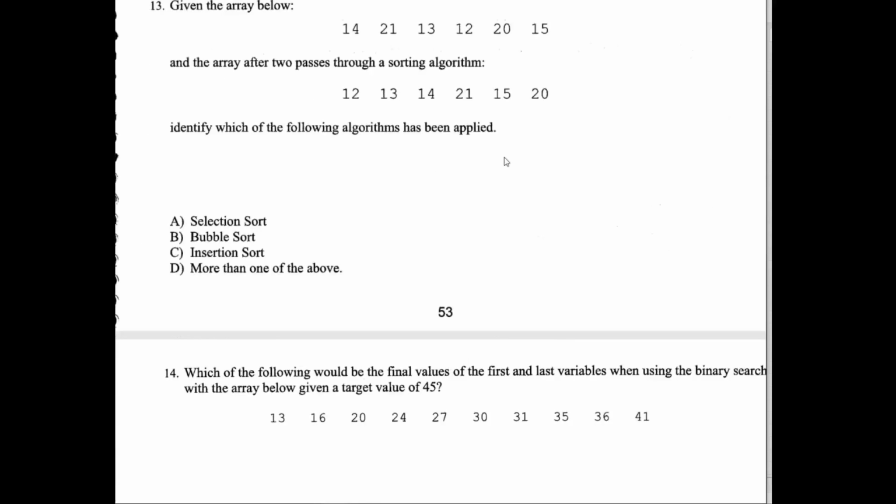Moving on to question 13, we're asked, given the array below and the array after 2 passes through a sorting algorithm, identify which of the following algorithms has been applied: selection sort, bubble sort, or insertion sort.